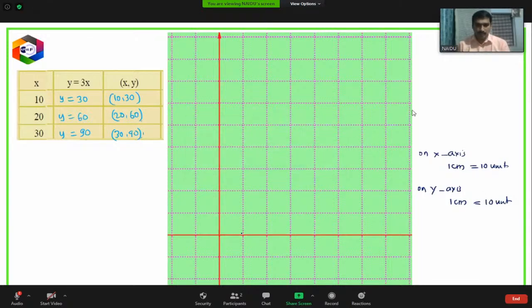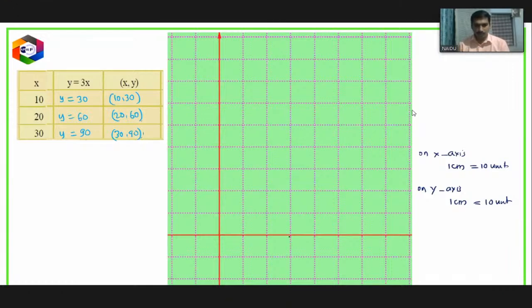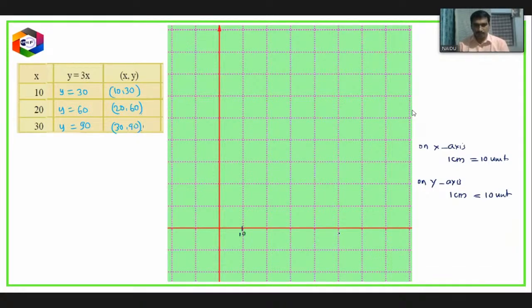So this is 10, 20, 30, 40, 50, 60, 70. Here this is 0, minus 10. Actually it is not necessary. And on y-axis 10, 20, 30, 40, 50, 60, 70, 80, and 90 here. So these are the points. On x-axis 1 centimeter is 10 units, and on y-axis also 1 centimeter is 10 units I have taken.